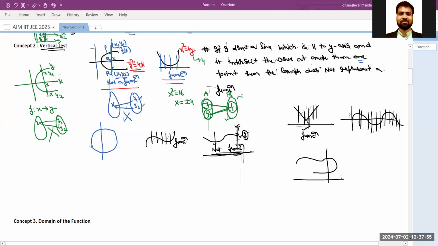See, one example is there. In a real life example, let's say the regulator of a fan is not working. Then if you rotate the regulator again and again, the speed of the fan is 6. Is this clear? Okay. Is this an example of a function? Okay. Now take another example.